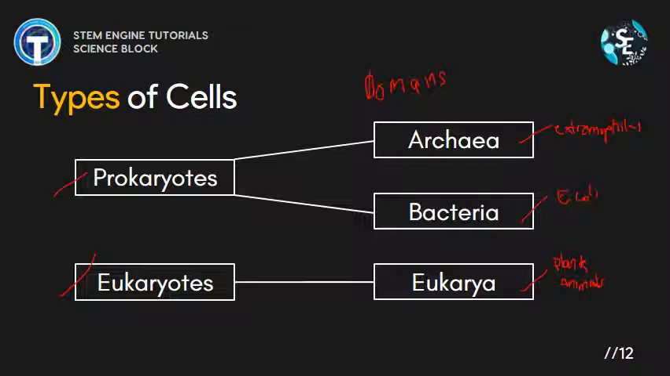And kapag naman domain eukarya ang pag-uusapan natin, ang mga nakapaloob naman dito is lahat ng mga multicellular organisms na nakikita natin, such as plants, animals, fungi, protists, and among others. So yun, so lahat ng mga multicellular organisms, doon sila nakapaloob sa eukaryotes.